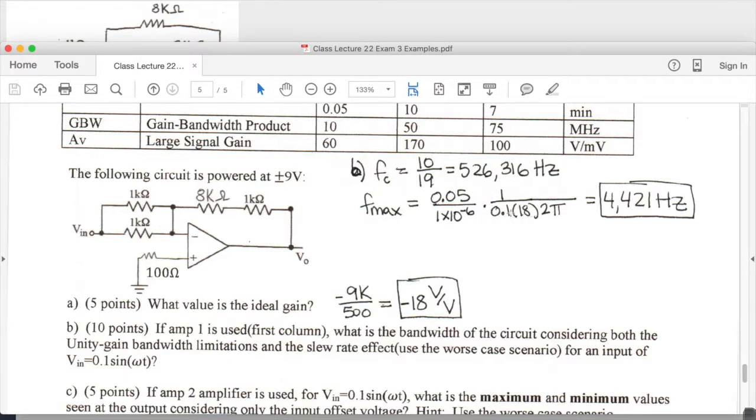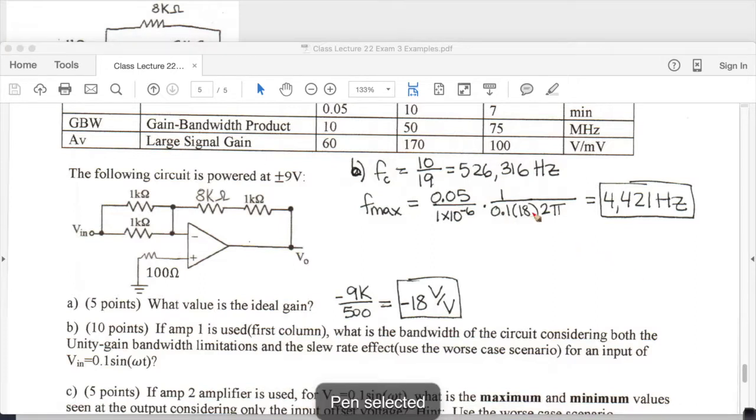The output is given because the input times the gain is your output. So this is your input times your gain, and in this case it's an inverting configuration, so it'll be times that 18. So this is your input.